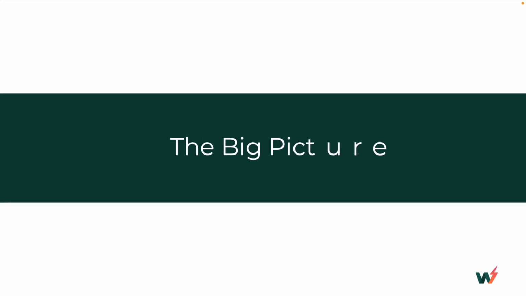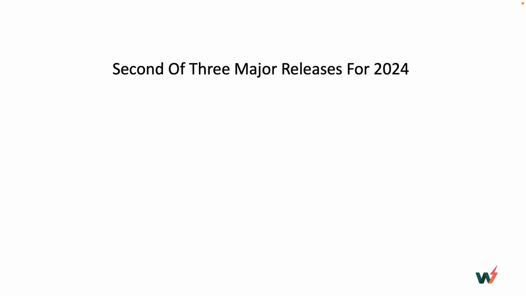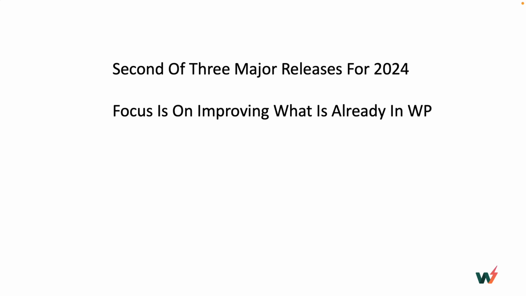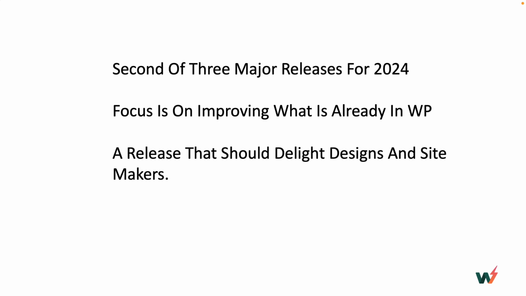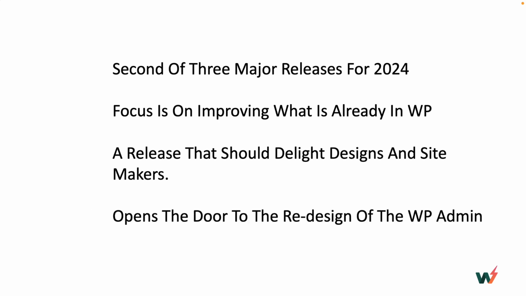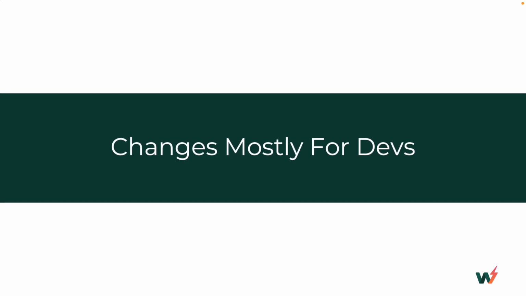First, the big picture. This is the second of 3 major releases in 2024, and with all major releases, you can expect improvements in accessibility, bug fixes, and security holes patched under the hood. This release really focuses on improving what is already in WordPress. But if you're a designer or a site maker, I think you're going to find some things here that you're going to like. And as in previous releases, 6.6 shows us the way to a possible new look for the WP admin. Now, here are some changes that are mostly for developers.